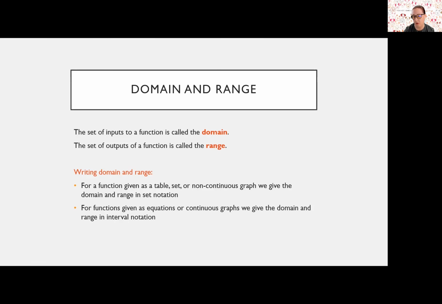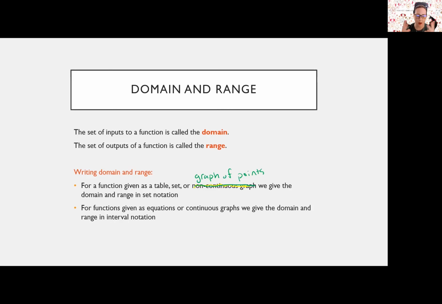When we're writing domain and range, there are two different ways that we usually write our answers. If you have a function and you're given it in the form of a table, or a set of ordered pairs, or a non-continuous graph. And I shouldn't necessarily say non-continuous graph, because you can have non-continuous graphs that you do write in a different notation. What I really should say is a graph of points, where you don't have anything that's connected, as you just have points that are plotted. Basically, you're only graphing ordered pairs.